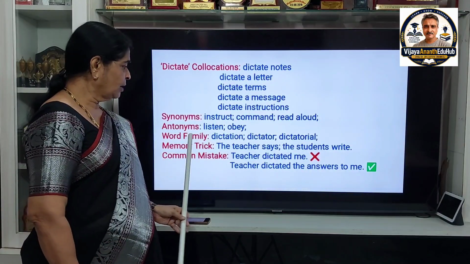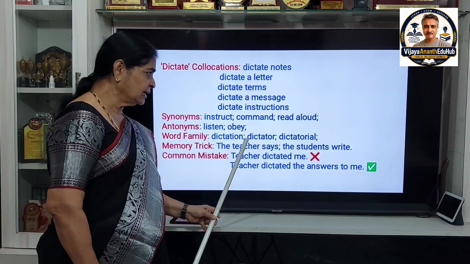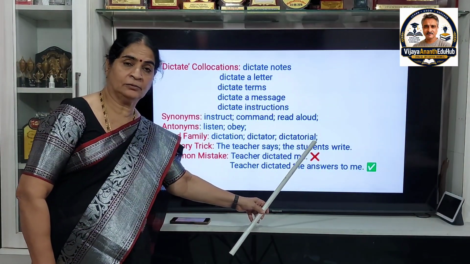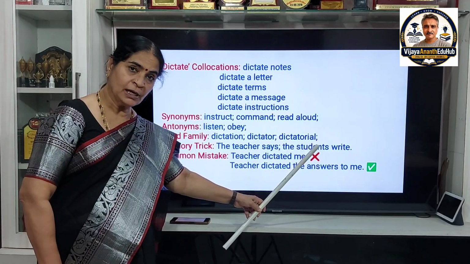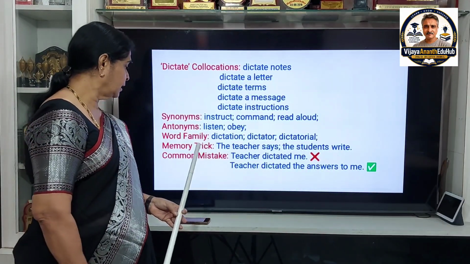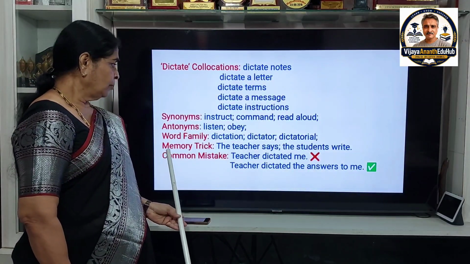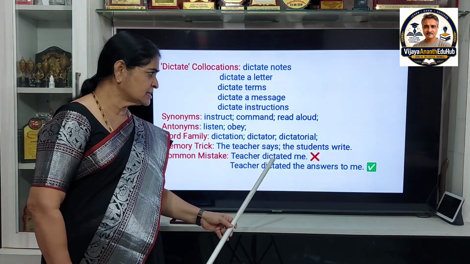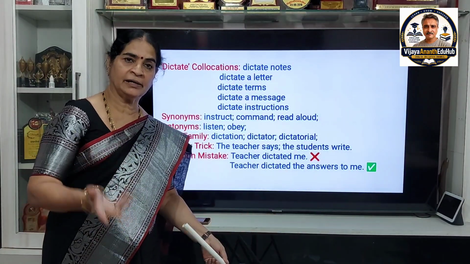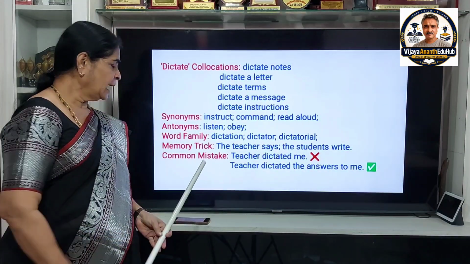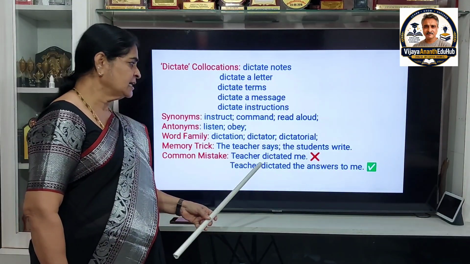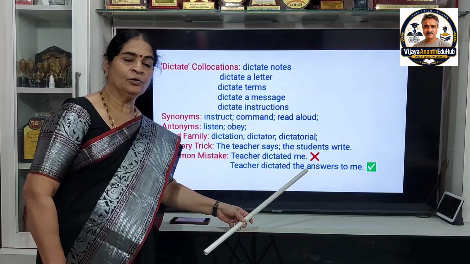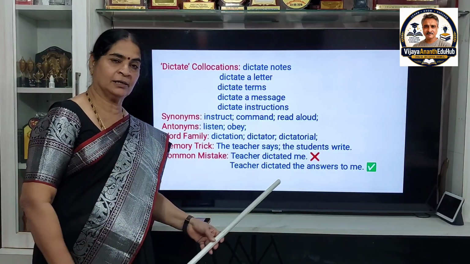And the family of this word: dictation, dictator, dictatorial. It's a type of government, dictatorial government. The memory trick is, you can remember: the teacher says, the students write. That is called dictation. And a common mistake is "Teacher dictated me." No, a teacher dictates to a student.